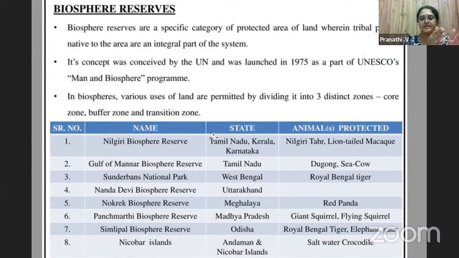So you have least concern, then you have vulnerable, then you have endangered, then you have critically endangered, then you have extinct. This is the sequence.